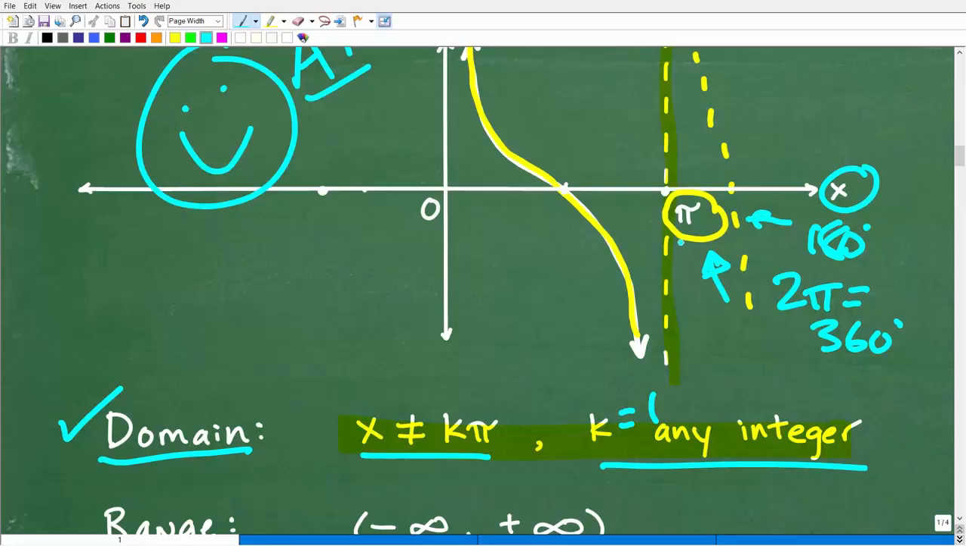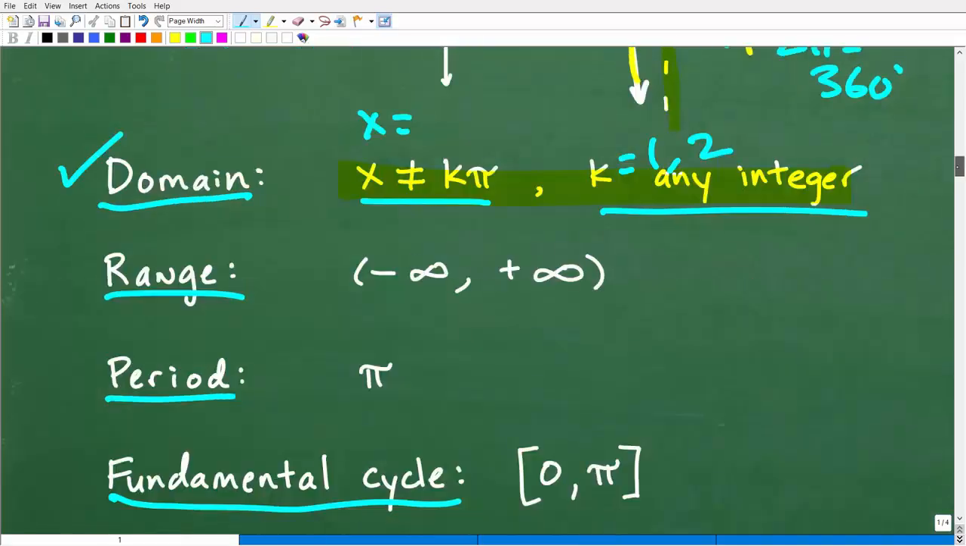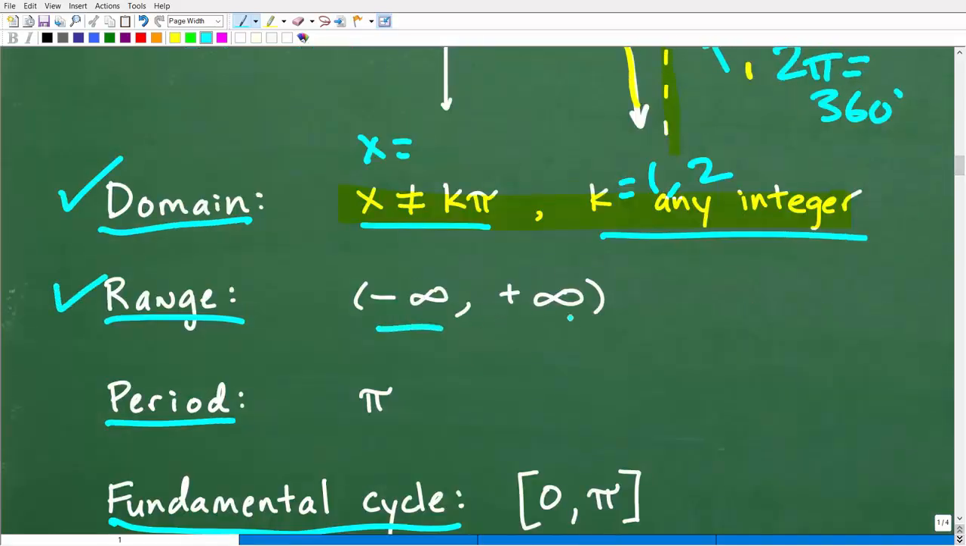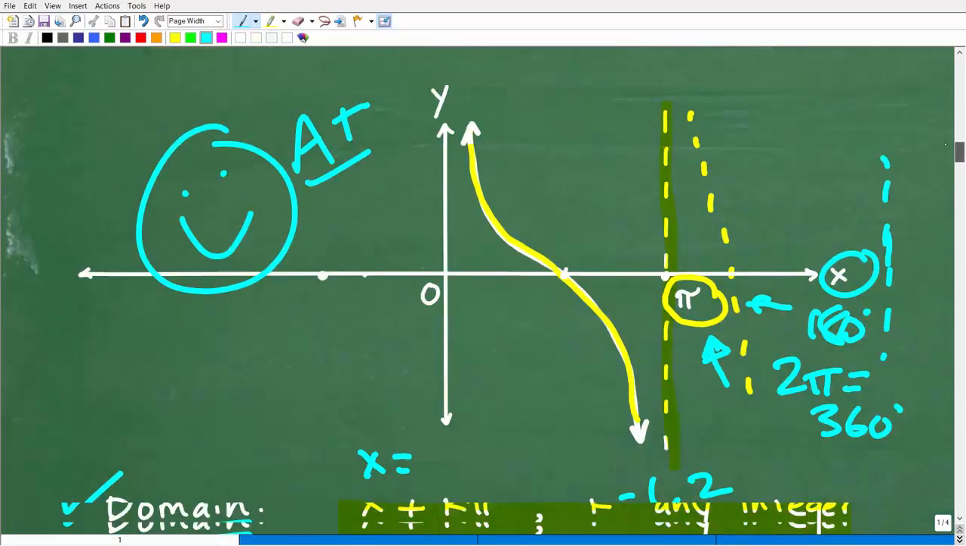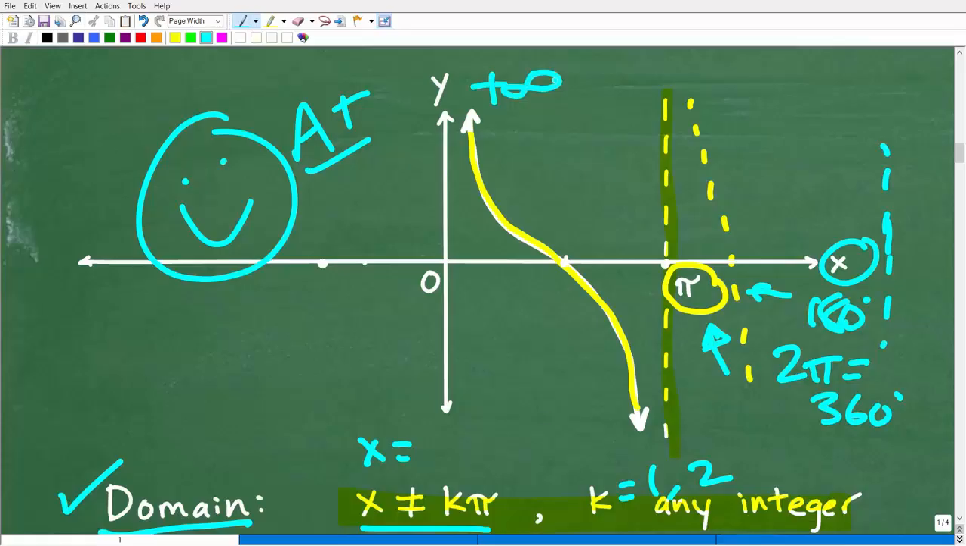But it's not just pi, right? It's any integer. So k can be 2. So 2 pi right over here would also not be in the domain. And that's where our asymptotes are going to be, because we're talking about x equals lines. Okay, so that is the domain. And then the range is going to be basically negative infinity to positive infinity. What does that mean? Well, it means the graph can go to positive infinity, and down here it can go to negative infinity. So that is the range.